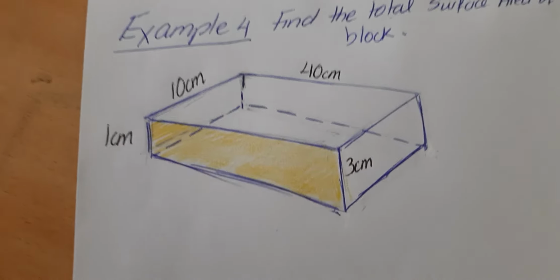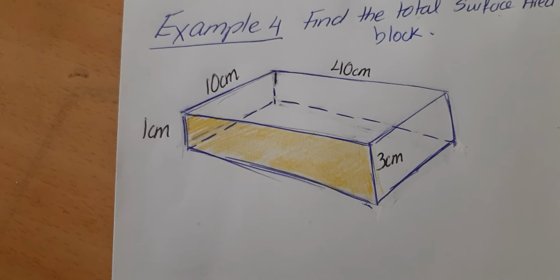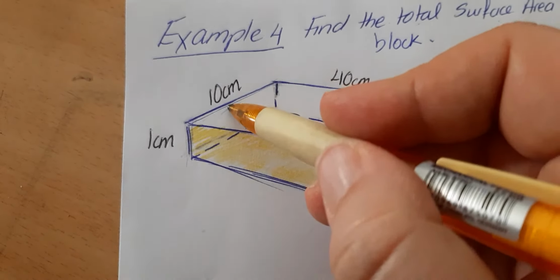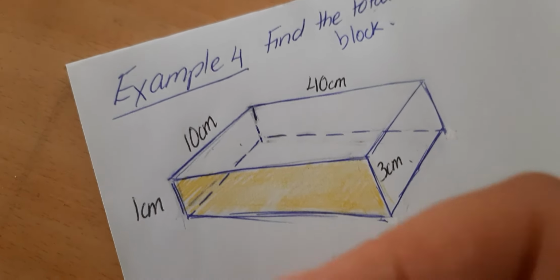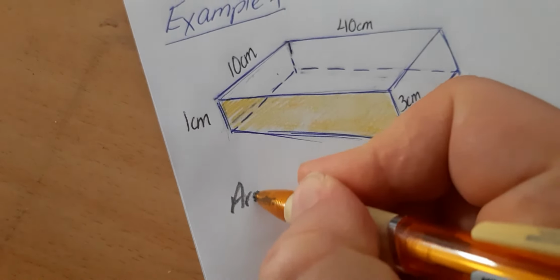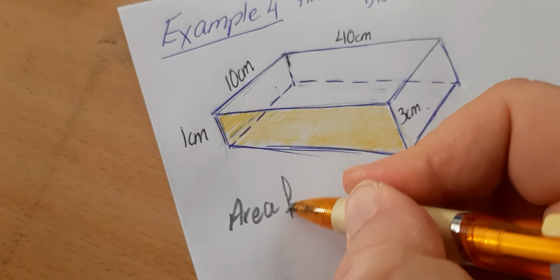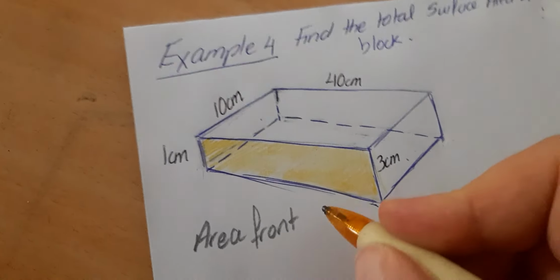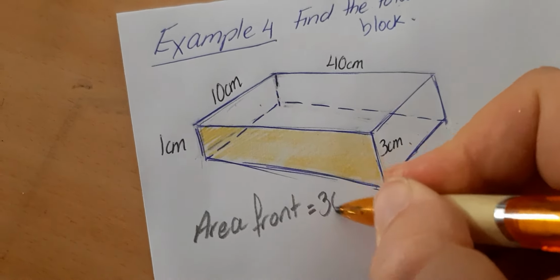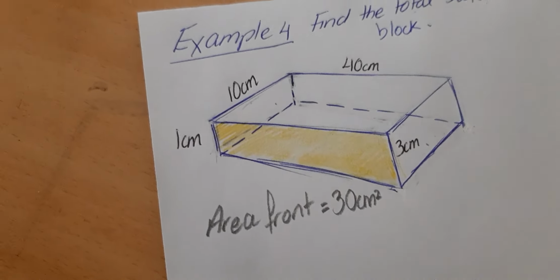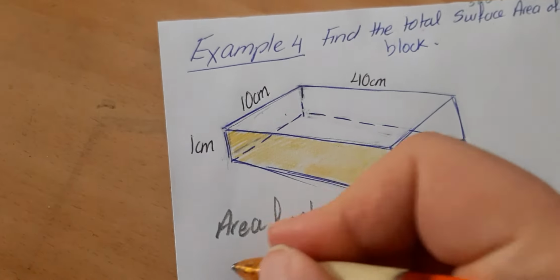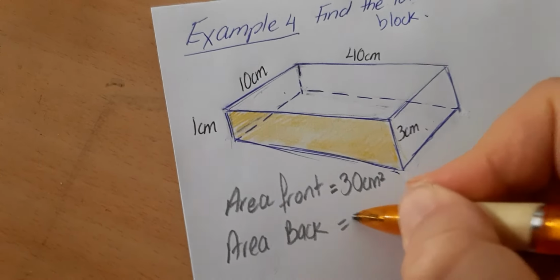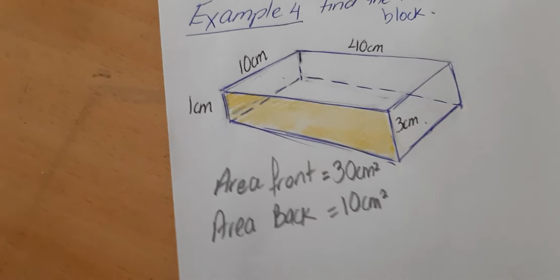So let's look at all the different surfaces we have. First of all, let's look at this front and back here. Let's call this front and back rectangles. Okay, so we'll say the area of the front is this 3 times how far back it goes. It goes back 10. So 3 times 10, we'll just say is 30 centimeters squared. And the back here is going to be 1 times 10. So area of the back equals 1 times 10, which is 10 centimeters squared. So we've kind of done the easy part.